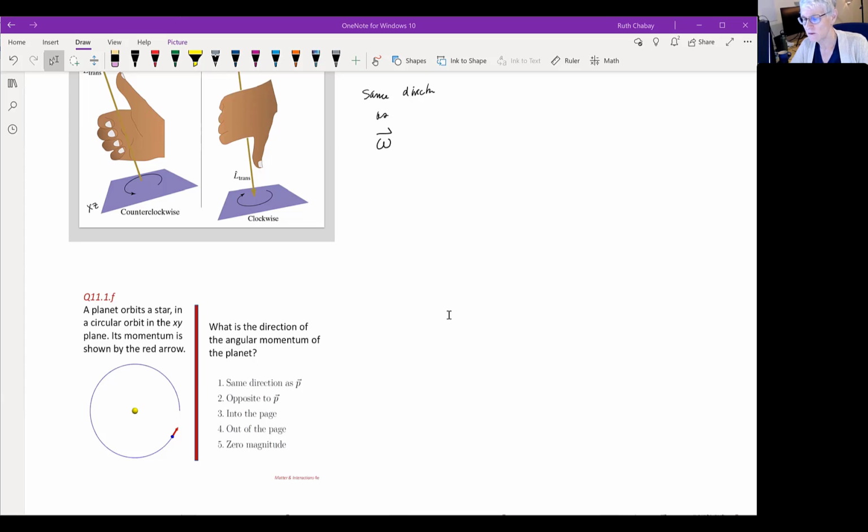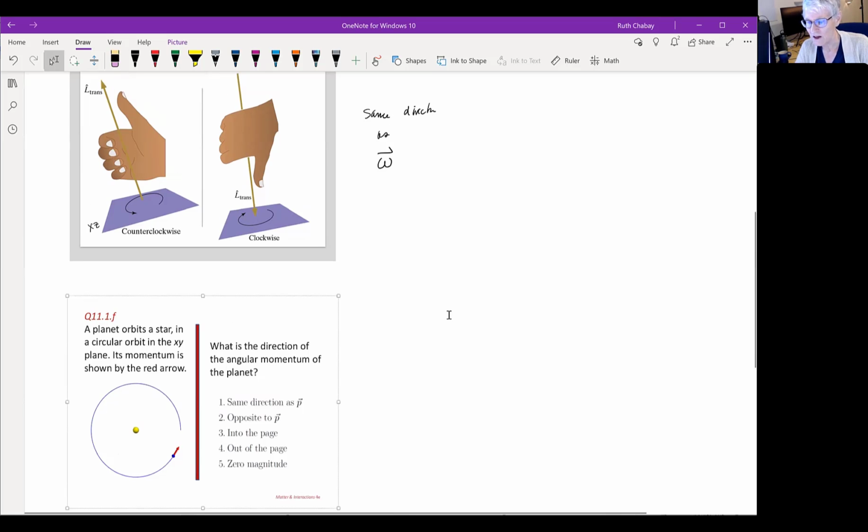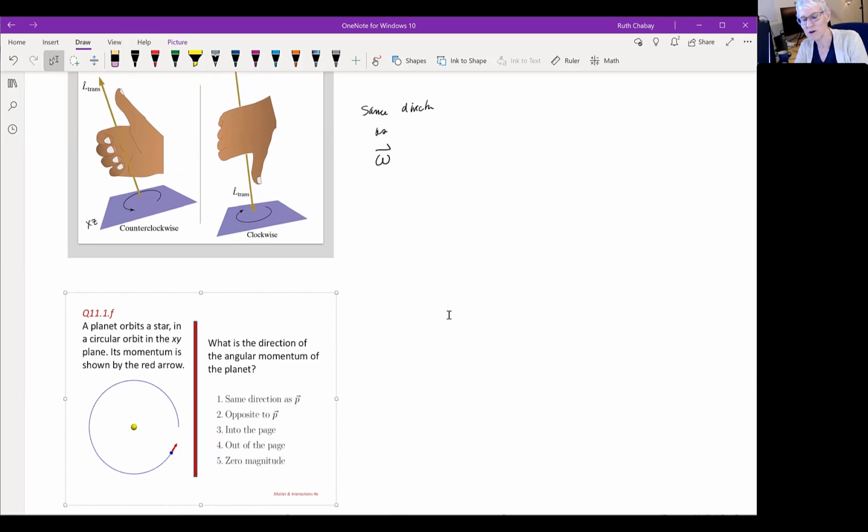If you said the angular momentum is the same direction as the momentum, that's completely wrong. Angular momentum is a much more abstract idea than momentum. It has this vector direction perpendicular to the plane of the orbit, and we've crammed a lot of information in there that tells us what direction it's going and what plane it's orbiting in. So it is indeed out of the page.